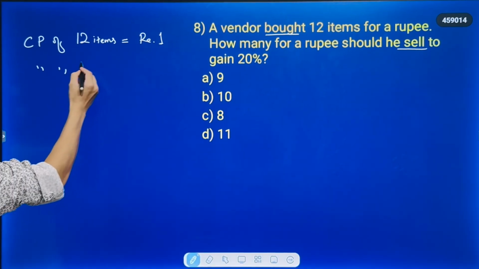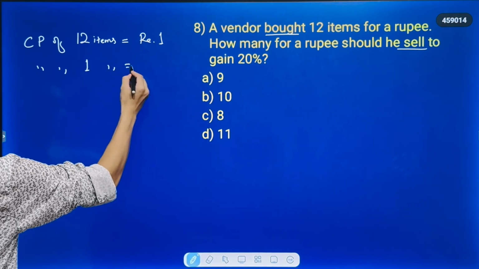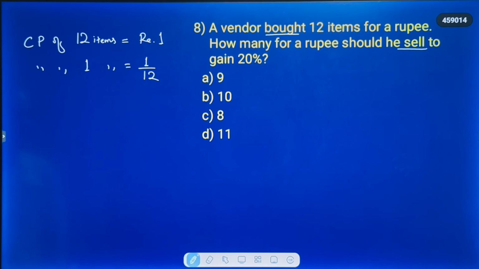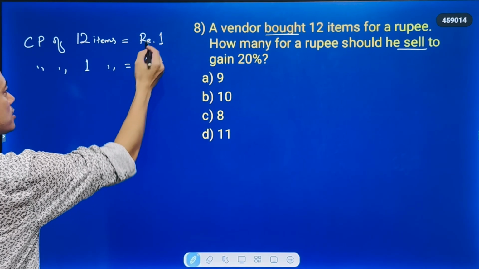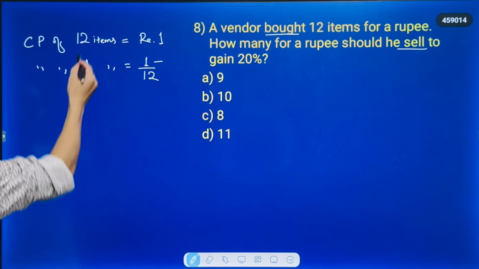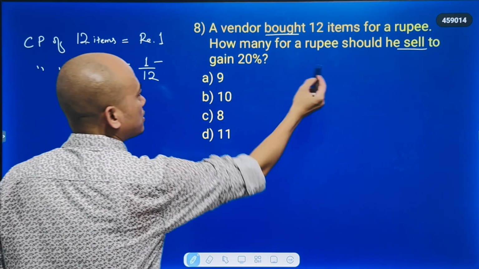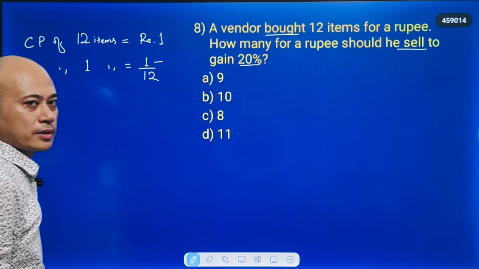So CP of 1 item will be 1 by 12. One thing we have to notice and focus on: this 1 is rupees and this 12 is the quantity. Cost price of 12 items is rupee 1, and we are given a gain of 20%.